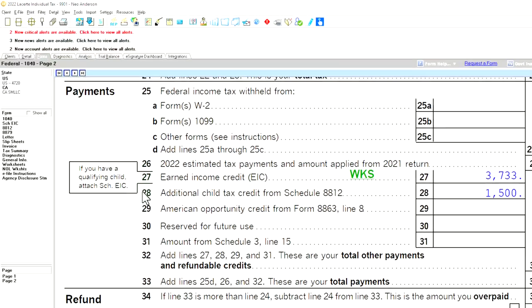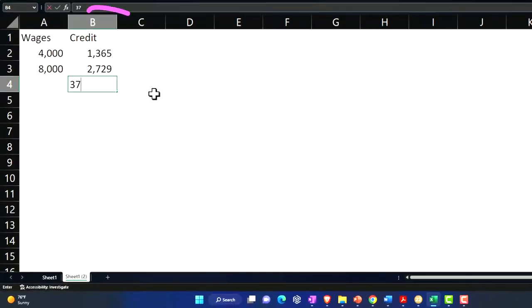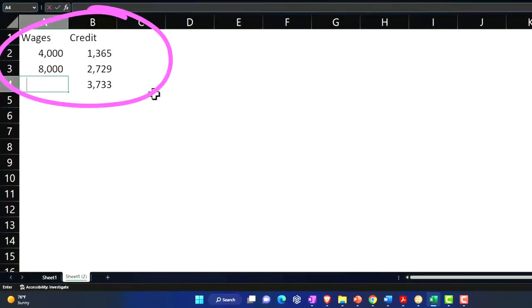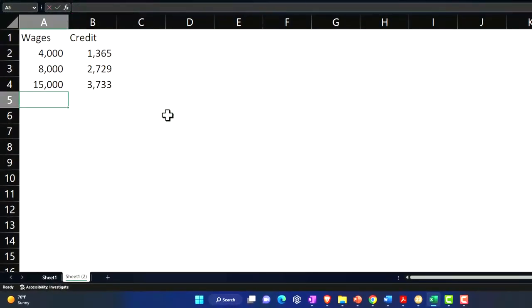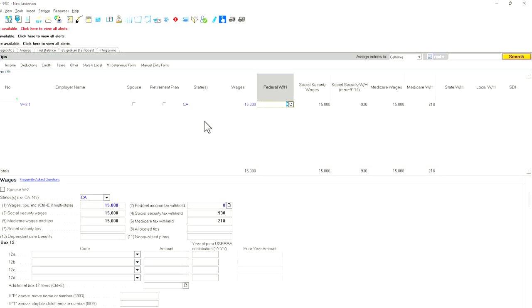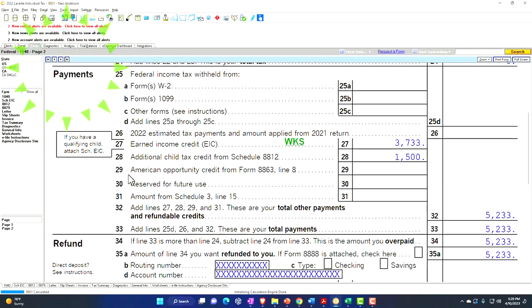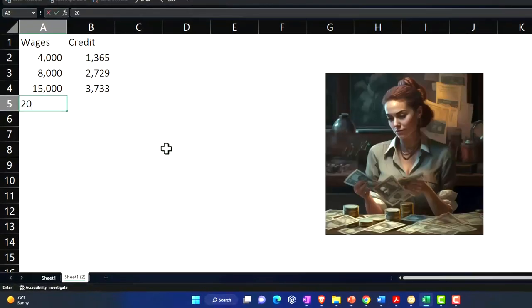So 15,000. So now we're at the 3,733. That's the peak. At 15,000, that's the highest point of the credit. So now it's going to go back down again. So let's go to 20,000, and we'll say, okay, 20,000, 3,733. So it's staying at the peak.